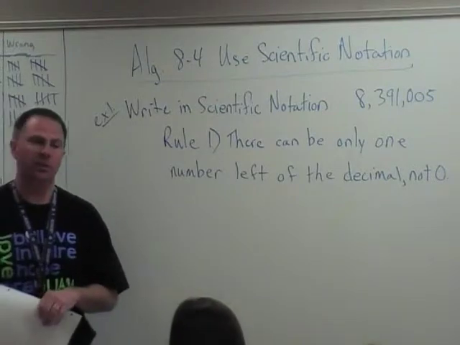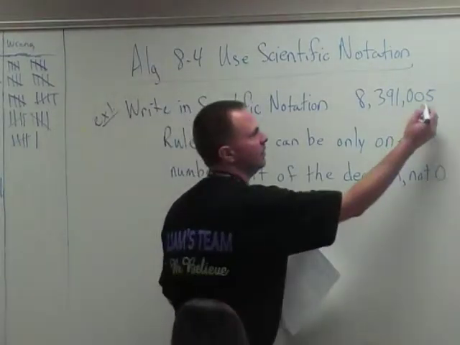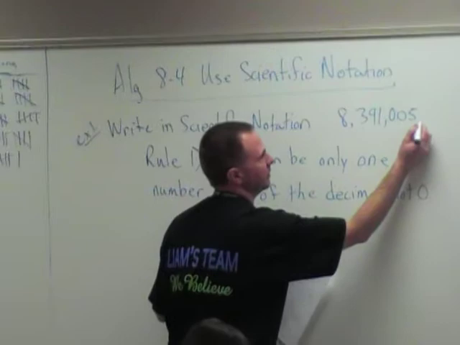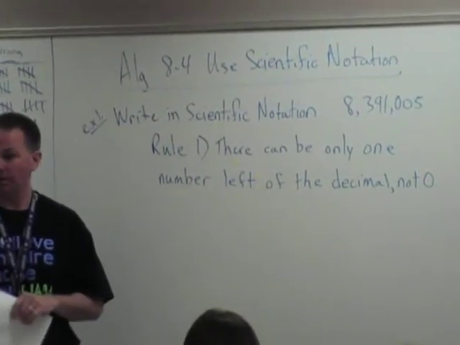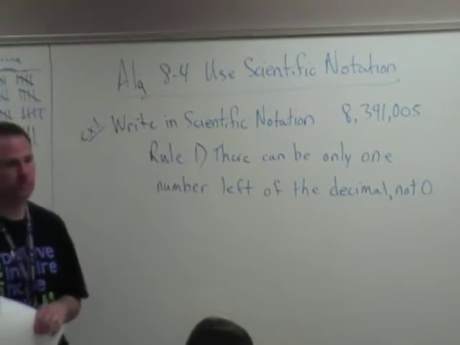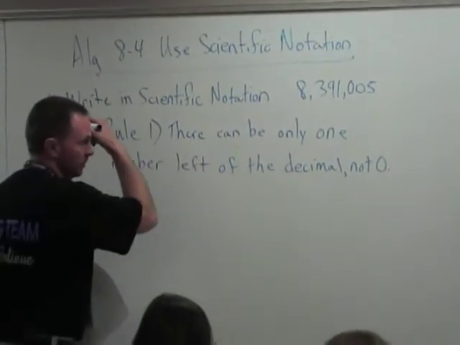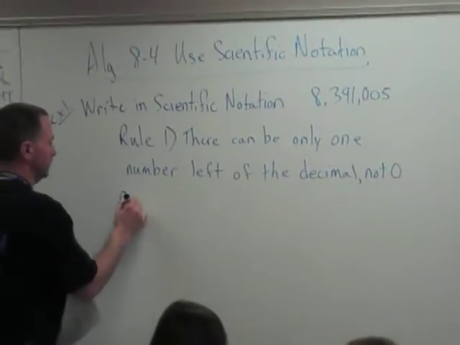Really, only one digit can be left of the decimal. Right now, the decimal's right there. There are 7 numbers left of the decimal. There can only be one number left of the decimal, and it can't be 0. So, rule 2.